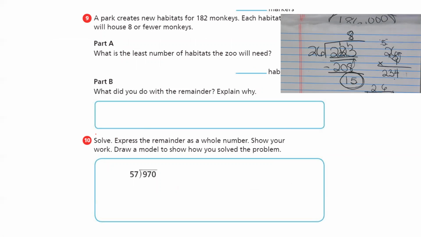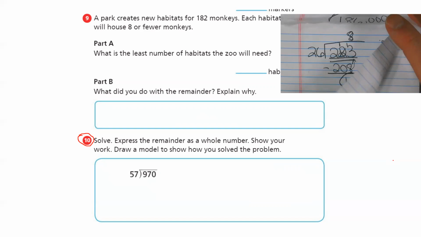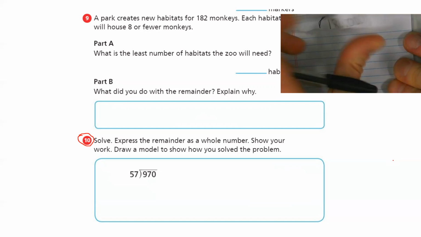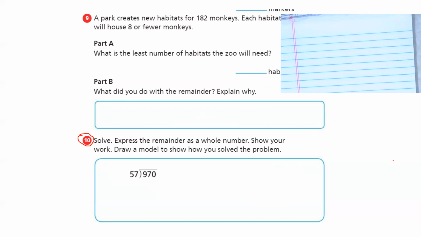Looks like I have time for maybe 2 more. Number 10, solve. Express the remainder as a whole number, show your work, draw a model to show how you solve the problem. Well, I'm not worried about drawing a model. Let's just solve the old problem. You know what I'm going to do? I'm going to cut the lesson short. We're going to stop it at 10 today. This gives you enough time to slow down and try this question. So try number 10 your best.